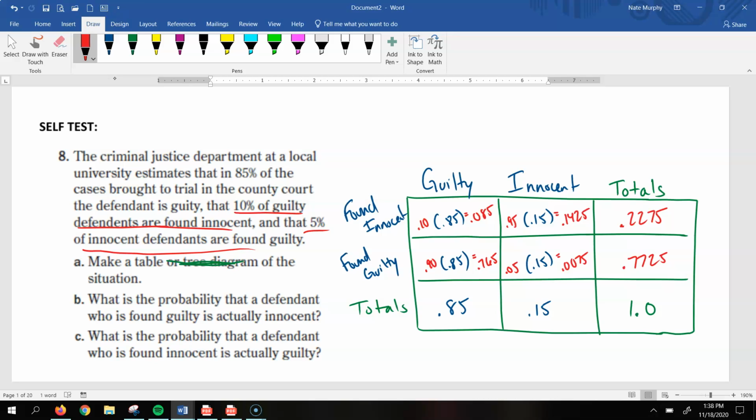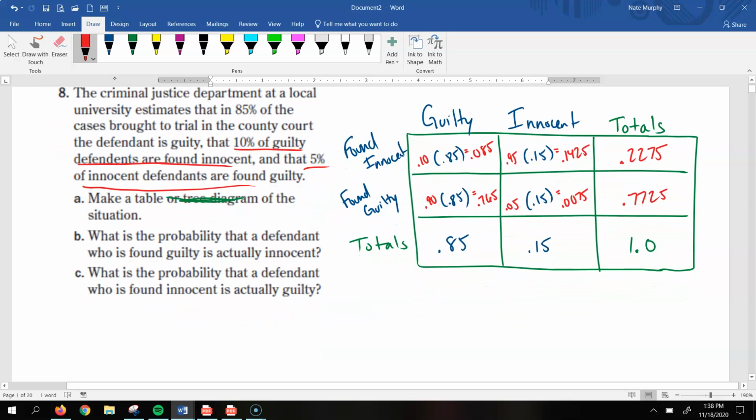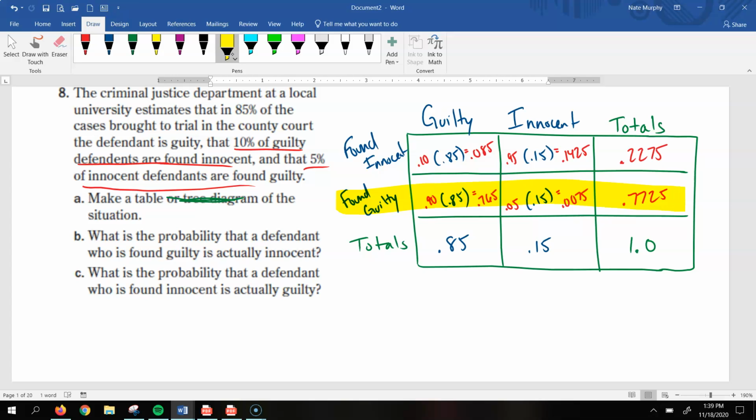That's going to be worth the most points. Now we're going to have these two follow-up questions. This next one, part B, asks: what is the probability that a defendant who is found guilty is actually innocent? Out of those that are found guilty, that's that row. The total there is 0.7725.